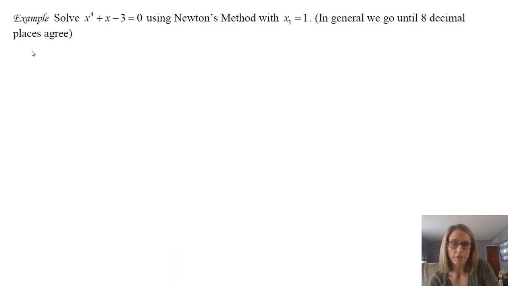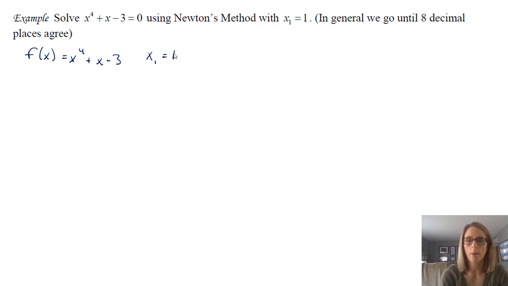But here's our idea. We are going to consider f of x equaling x to the 4th plus x minus 3. And we are being given x sub 1 equals 1. In general, it's not uncommon to be given an x sub 1. Really, you should be able to start with anything as long as it's not too far away from the actual root. If we put in 1, you can see that we're going to get a negative 1. So of course that's not 0, but it's not super far from 0. So it's not surprising that this will start working pretty quickly.